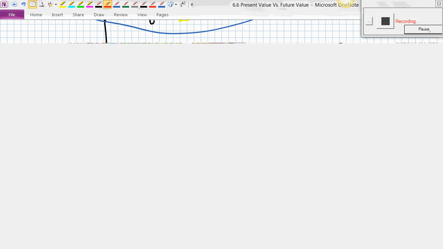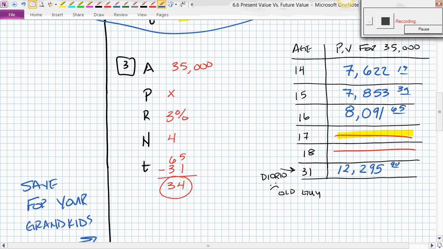Okay, so taking a look at all the work that we did, if you're 14 years old right now, you only need $7,620 today to walk into the bank for your unborn grandchild to go to college for $35,000 when you become 65. Now here's what I want you to take from this, okay? How come I have to put $12,295 in and you guys only have to put in $7,000?